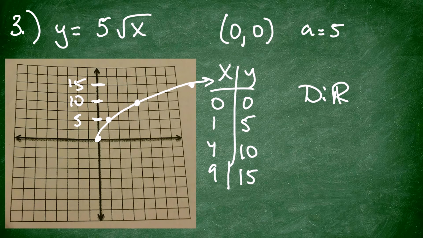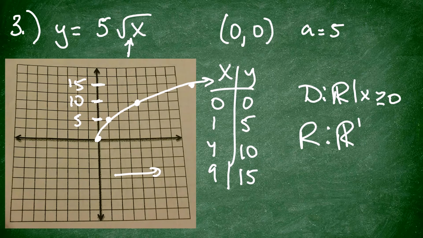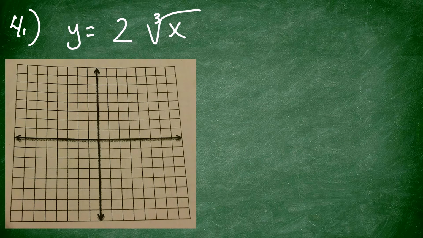Domain, all the reals, such that x is greater than or equal to 0. I could have said that without doing any looking at the graph. I could have said that's positive, that's why it's greater than, or I can see that it's going to the right. Range, all the reals, such that y is greater than or equal to 0. That's positive, that's another way to know it's greater than or equal to, or I can see that the graph is going up. All right, so that's it for 3. I don't know why I said 8. That's it. All right, number 4, it's y is equal to 2 cube root of x.